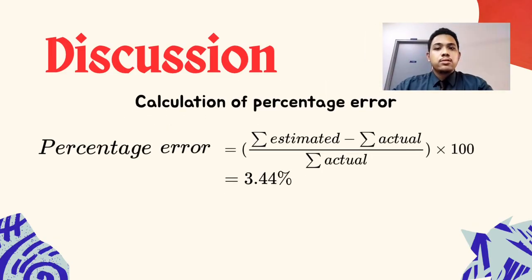To measure the accuracy, the percentage error was calculated. We calculate the percentage error by taking the sum of the estimated value minus the sum of the actual value, over the sum of the actual value, and times it by 100. We get a 3.44% error. While a 3.44% error is mathematically low, in the context of Turkey's population of approximately 85 million, this represents a discrepancy of nearly 3 million people. The graph shows that the model consistently underestimates the population during the middle years of the study.